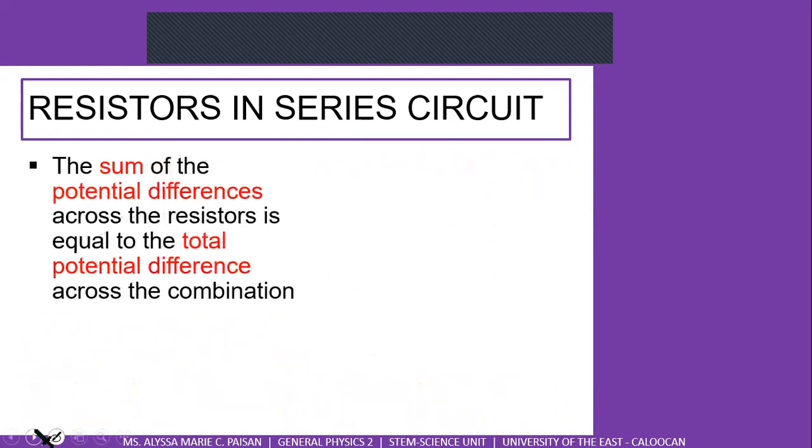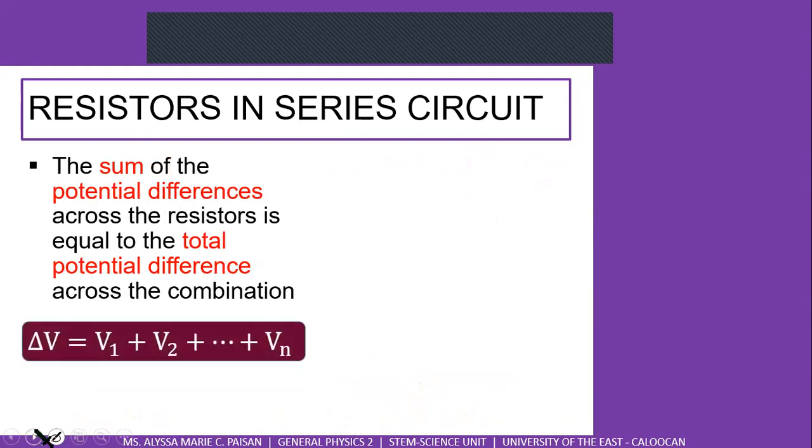And then, what adds up to a total is the voltage. So the current is equal, and the voltage becomes the total. For resistors in series circuit, the total voltage, delta V, is equal to V1 plus V2, and so on.